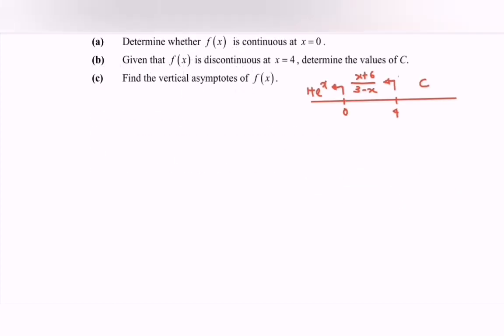A. Determine whether the function f(x) is continuous at x equals 0. Step number 1, f(0). We substitute into 1 plus e to the power 0, so f(0) is equal to 2. The situation is defined.